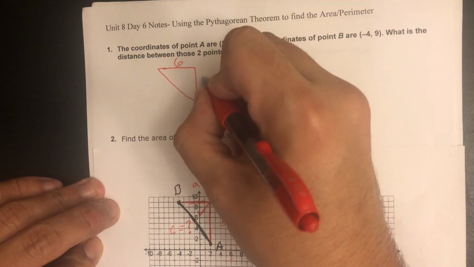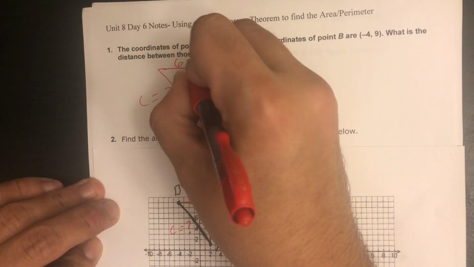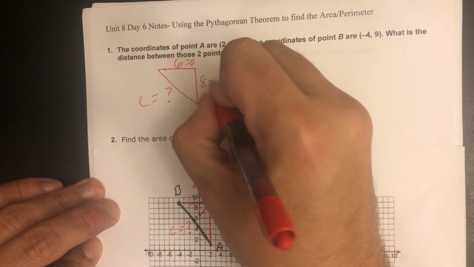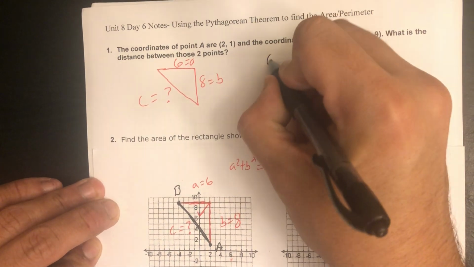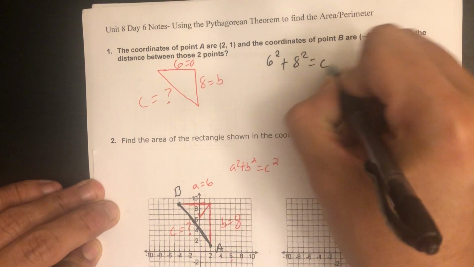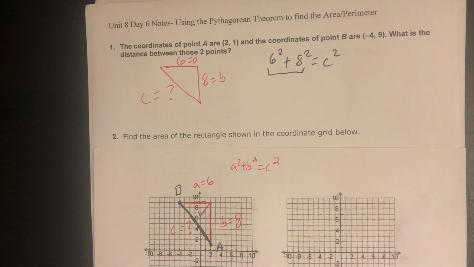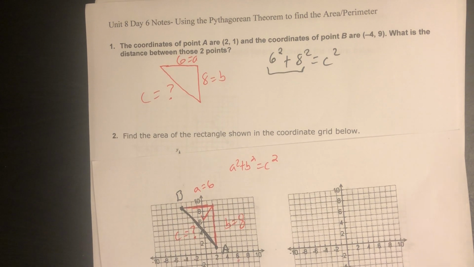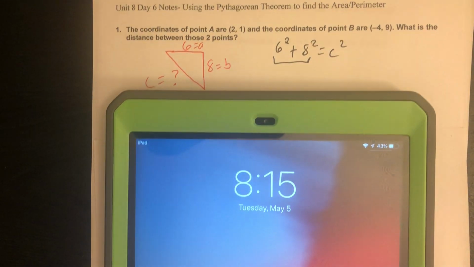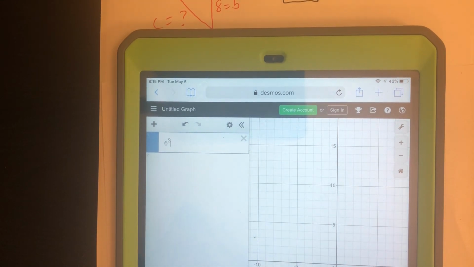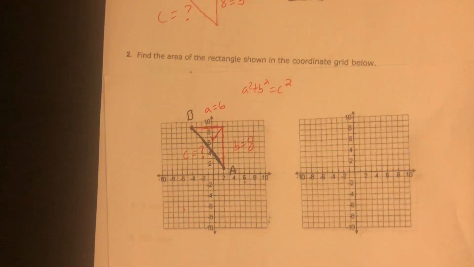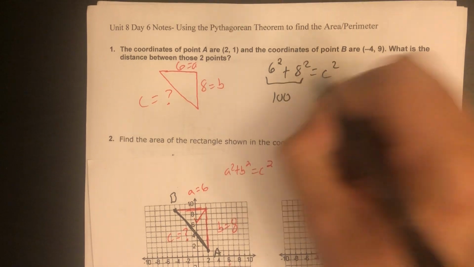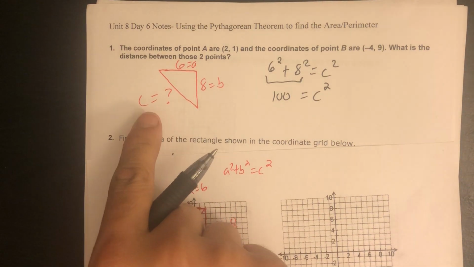So that will be 6, 8, question mark. We said this was A. Sorry, this was C. This was A, and this was B. So now let's plug it into my theorem. 6 squared plus 8 squared equals C squared. Now, using Desmos, I'm going to do 6 squared plus 8 squared. That will be 36 plus 64, and that gets me 100. Oh, perfect. That came out to be a nice number. Equals C squared, and I have to find C, not C squared.